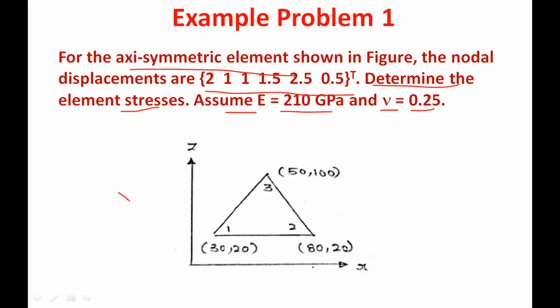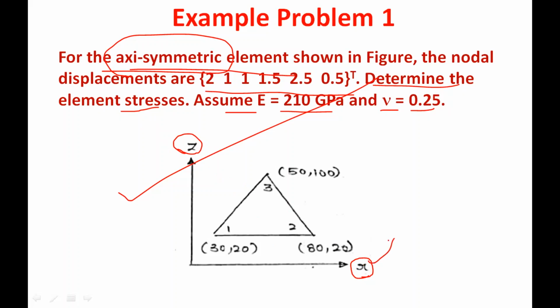Here you see the given element. The element coordinate axes are R and Z. Suppose in a question, if they don't mention this axisymmetric condition, by seeing this coordinate axis you should understand it is an axisymmetric problem. If it is XY, then it should be a plane stress or plane strain condition. If it is the RZ plane, then we have to understand that it is an axisymmetric problem.